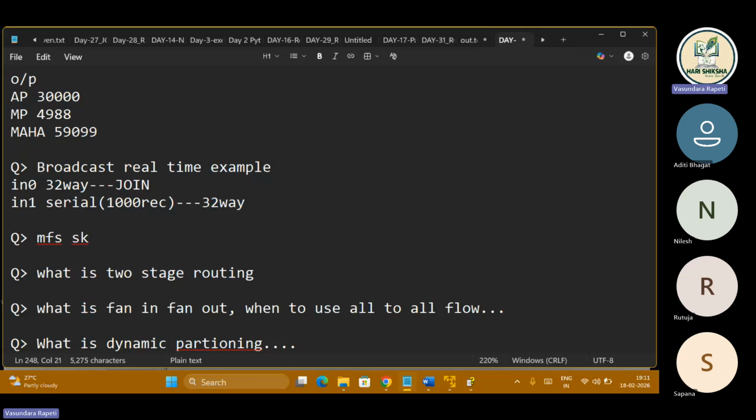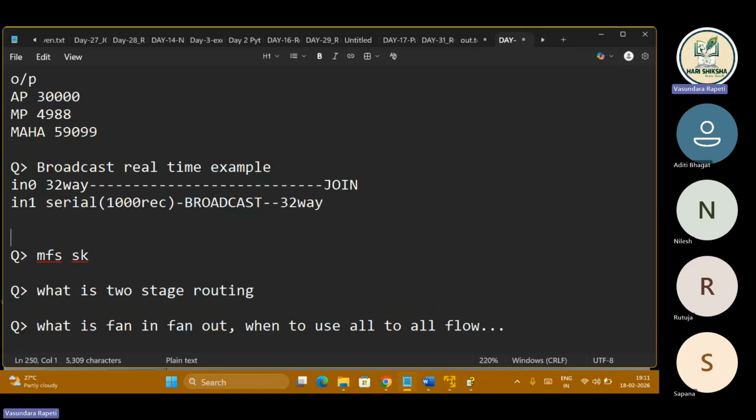You just make all the data available on all the partitions by using broadcast. This is the real-time usage of broadcast. Is it clear? Broadcast will convert a serial file to an MFS file, as well as make all the data available on all the ports. So you can join with whatever you want to join, right? Facility for a big file.